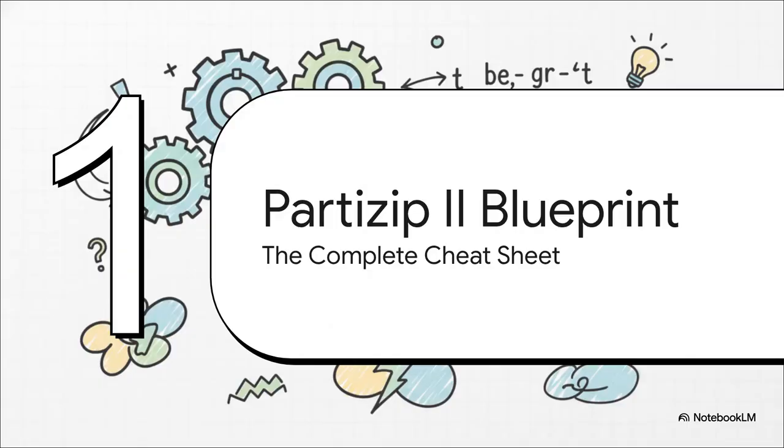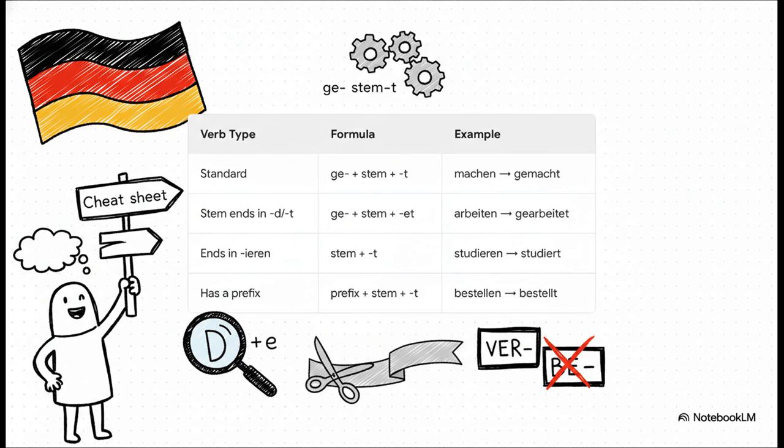Simple. Okay, wow. We've covered all the key parts of the code. So now, let's put them all together into the complete blueprint. This is going to be your go-to cheat sheet for the German past tense. And here it is, the entire system on one slide. This is your cheat sheet. Your default is always ge-, stem, -t. If the stem ends in D or T, you add that little E to make it sound nice. If the verb ends in -ieren or already has a prefix like be- or ver-, you just drop the ge-. That's the whole code completely unlocked.